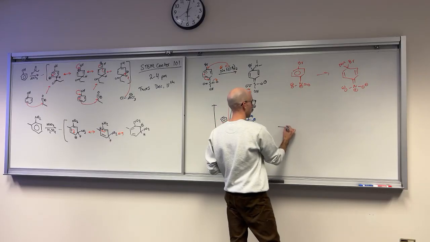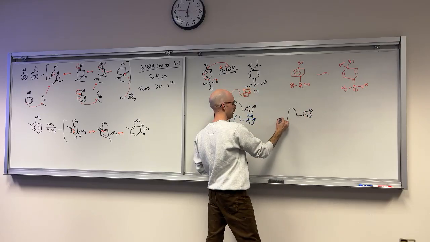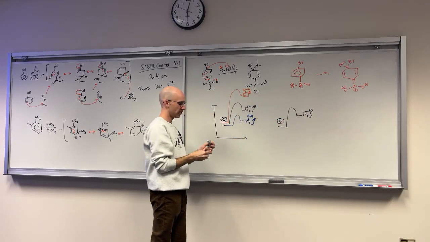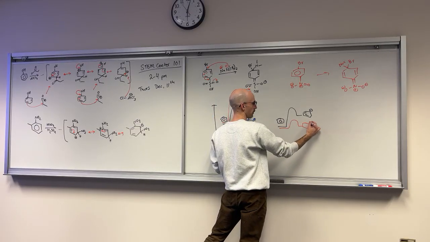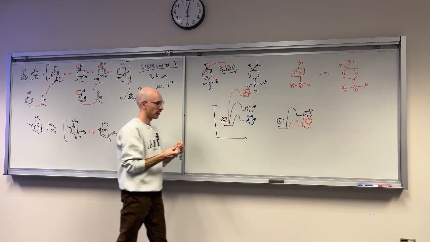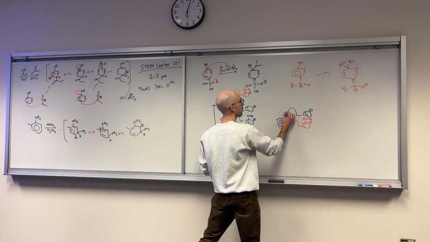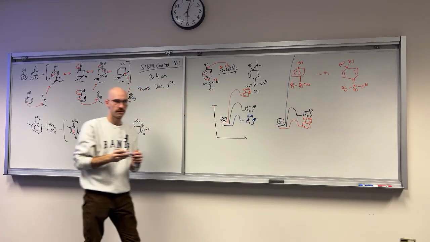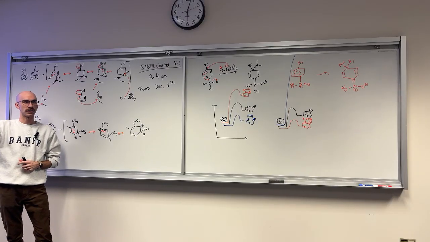If we're looking at NAS compared to just benzene, an electron withdrawing group will stabilize the resonance form. And an electron donating group prevents NAS. How does it prevent it? Makes it very, very high energy. So high energy that it might not happen at all.